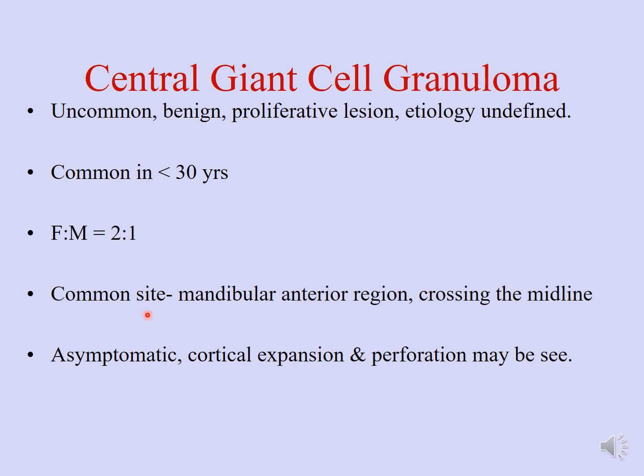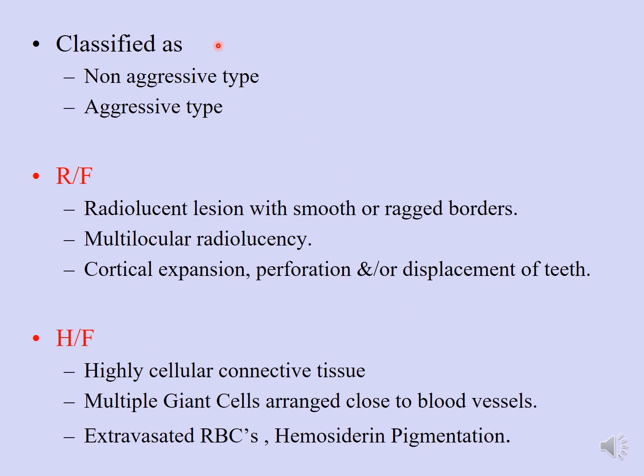The patient is generally asymptomatic. There may be cortical expansion and perforation may be seen in some cases. It's classified as non-aggressive type and aggressive type. Radiologically, you see radiolucent lesions with smooth or ragged borders. Multilocular radiolucencies are seen. There's cortical expansion, perforation, sometimes displacement of teeth is also seen. When we do a biopsy of these lesions, what we actually see is highly cellular connective tissue, multiple giant cells arranged close to blood vessels, and extravasated RBCs and hemosiderin pigmentation.